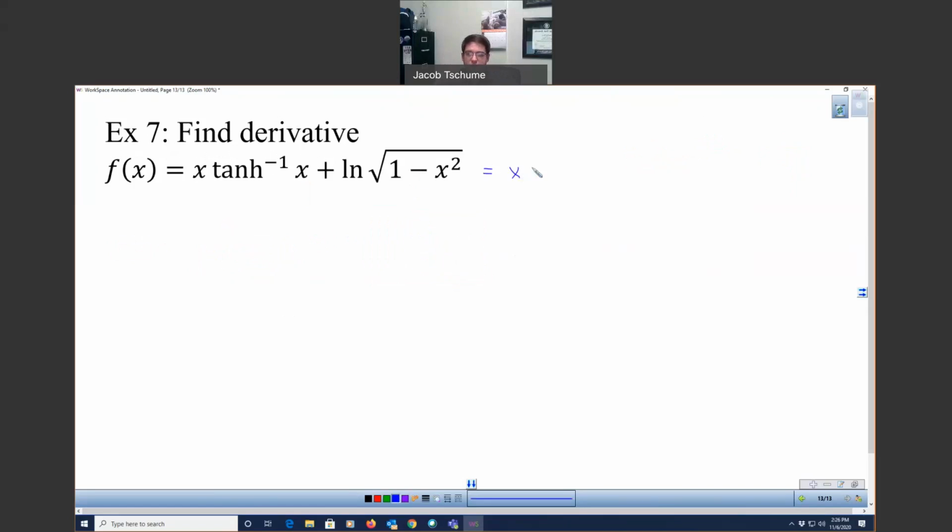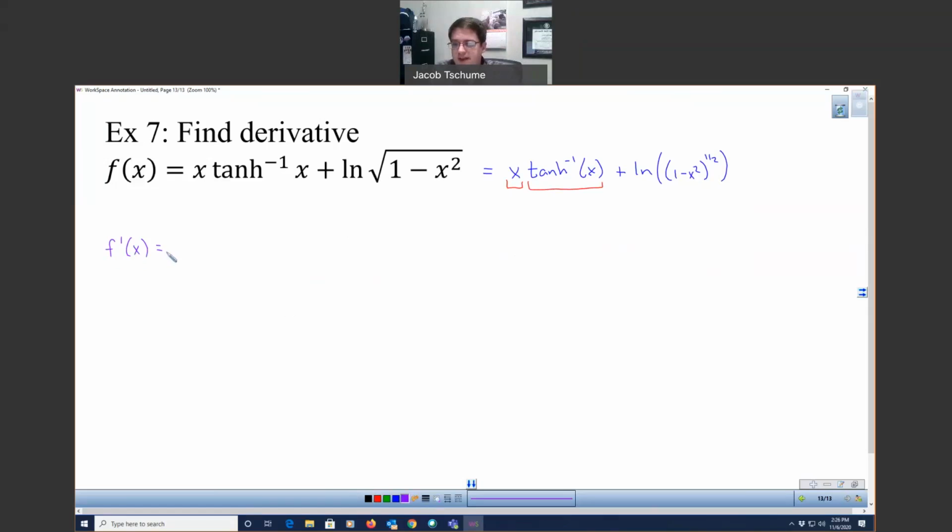So I would actually write this as x times the inverse hyperbolic tangent of x plus the natural log, and I'm going to rewrite this square root as 1 minus x squared to the 1/2 power, because you're going to have to do some form of chain rule here in just a few minutes. All right, so now as far as the derivative goes, starting with the first two terms, x times the inverse hyperbolic tangent, that is going to be a product rule that you have to do again.